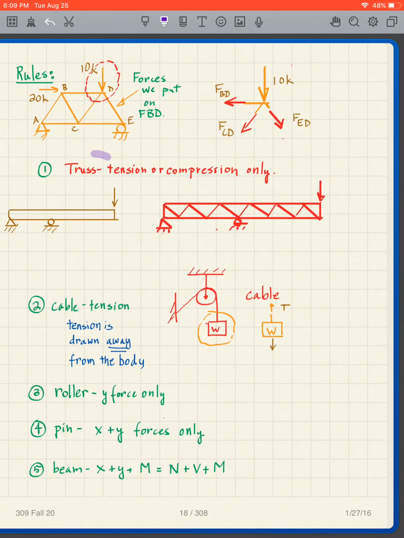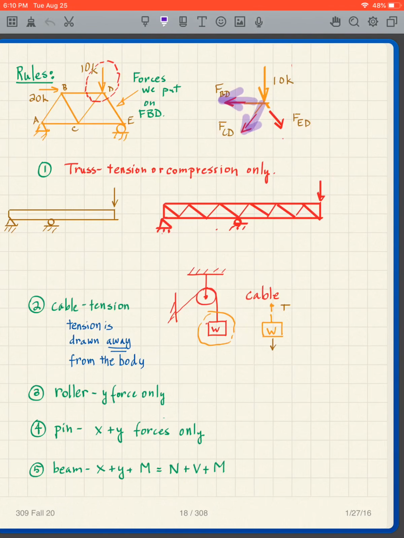And like I say, since my truss member is long and skinny, it can only take tension or compression, and that means that tension or compression is right along the axis of that member. So I put in my forces like that.